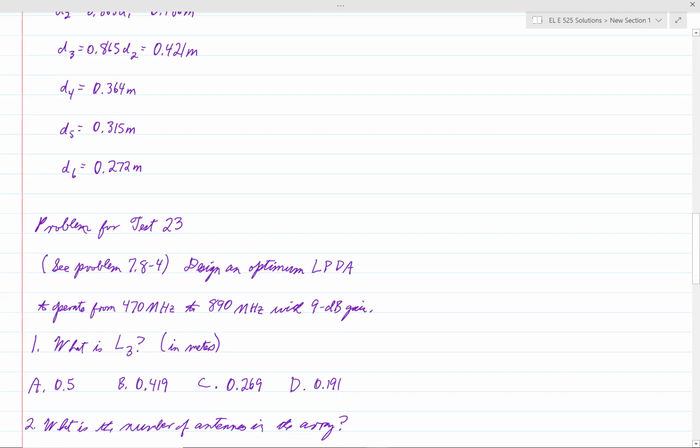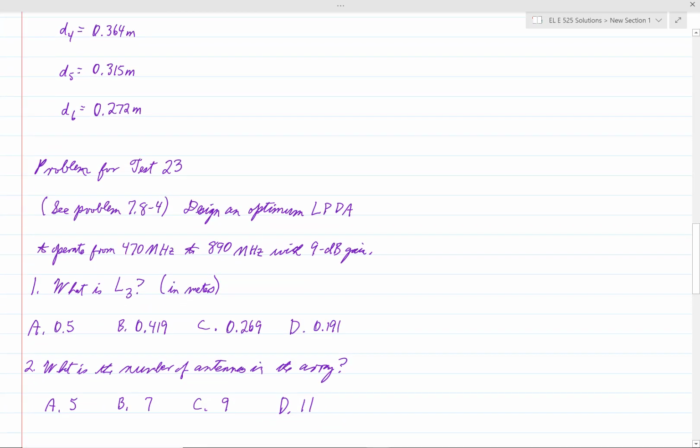So finally now, the final thing to discuss is the problem for test 23, and this is just a modification of problem 7.8-4. And in the actual problem 7.8-4, they discuss the addition of extra elements on the end of an array, and we won't cover that. This is a slightly more advanced topic. Now, there's certainly no big deal to it, but it's a little more advanced. So we'll just stick with another example that is exactly like example 7-3, or like the example that we have just worked. So in this problem, we have the following.